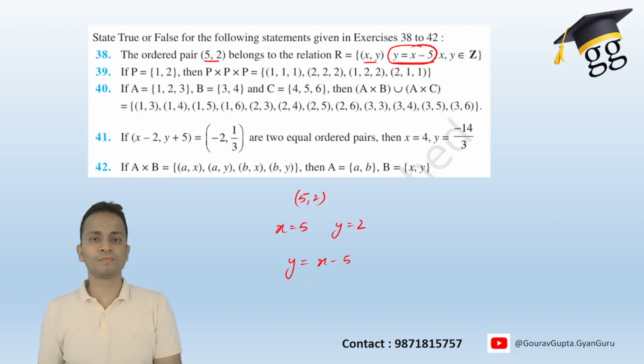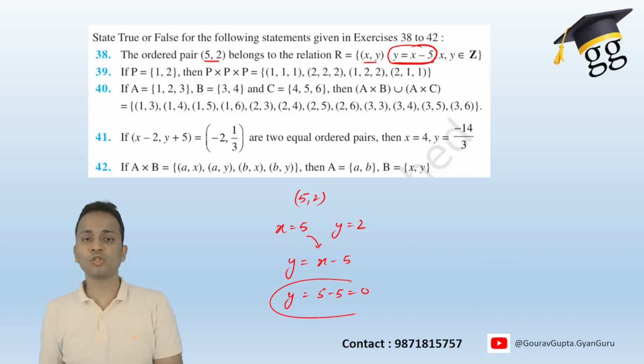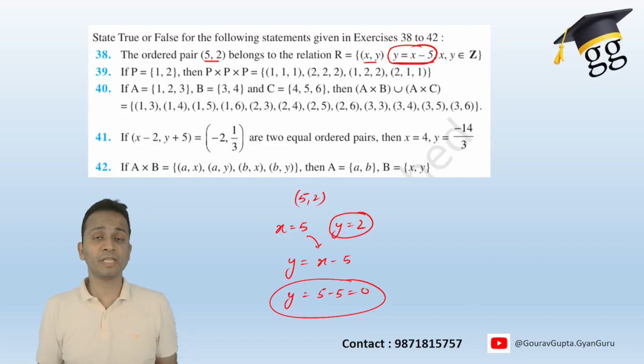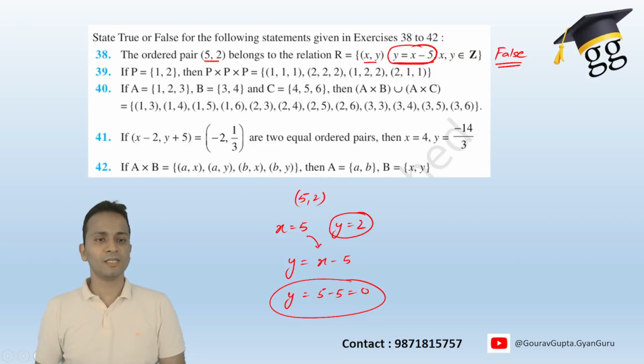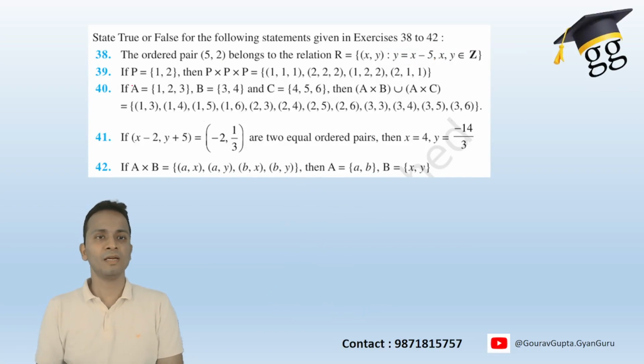So putting the value of x as 5, the value of y will be 5 minus 5, that is 0. So at x equal to 5, the value of y should be 0, but this statement is saying that it should be equal to 2. There is a contradiction. So I can say that question number 38 is false. So this statement is absolutely false. Done? Now moving on, looking at question number 39. Question number 39 has given a function p defined by 1 comma 2.